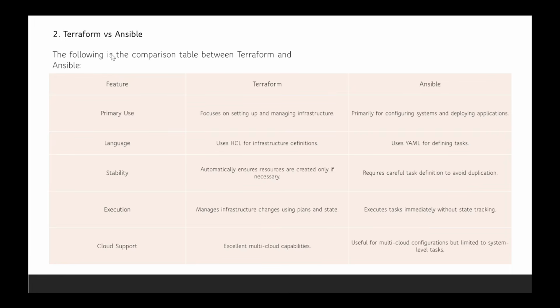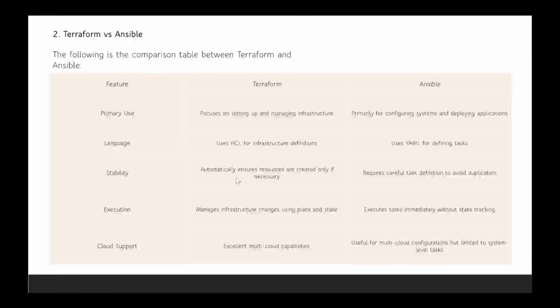Here is the difference between Terraform and Ansible. We can consider it as a comparison table as well. The primary use of Terraform is setting up and managing infrastructure, and the primary use of Ansible is configuring systems and deploying applications. The language of Terraform is HCL for infrastructure definition, and Ansible uses YAML for defining tasks.